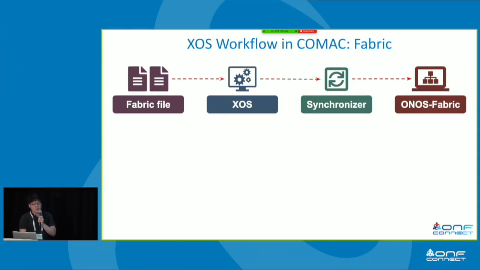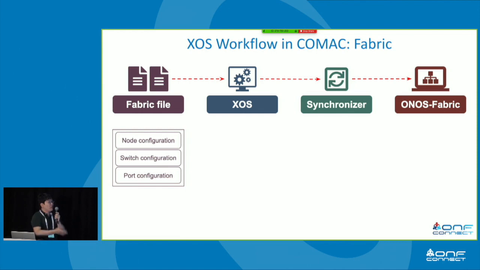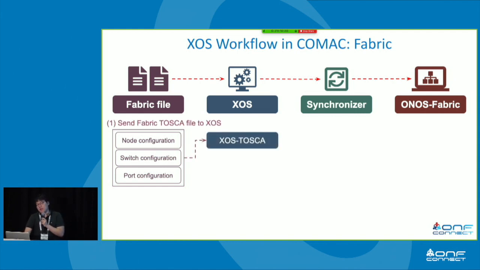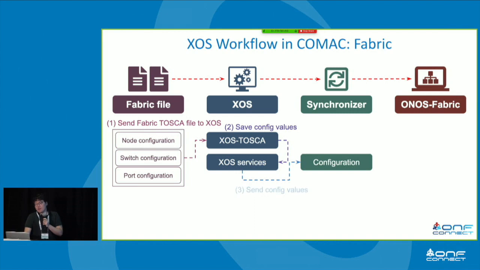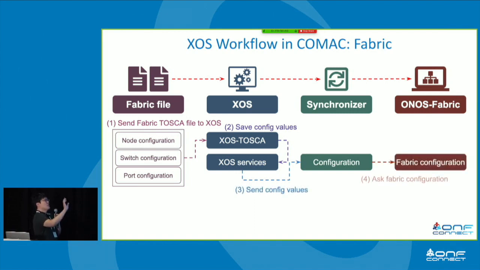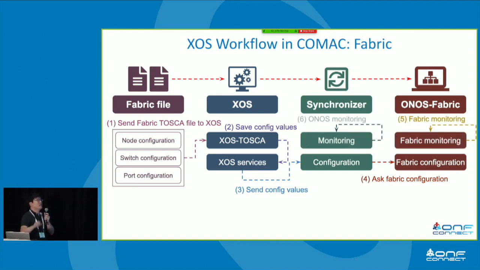And then the second flow is to install the Fabric configuration. So in the Fabric file, we need to define the node configuration, which we will use, and the Fabric switch configuration and port configuration. Of course, we send these files to XOS Tosca, and XOS Tosca will save those configuration values inside XOS. And then XOS will pass these values to ONOS Fabric. Then ONOS Fabric may configure the OpenFlow switch. And of course, the synchronizer and ONOS controllers themselves monitor the ONOS controller container or Fabric.